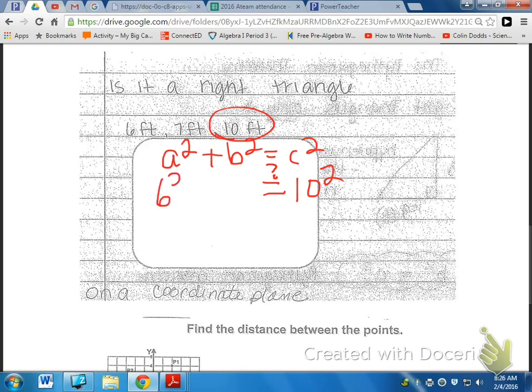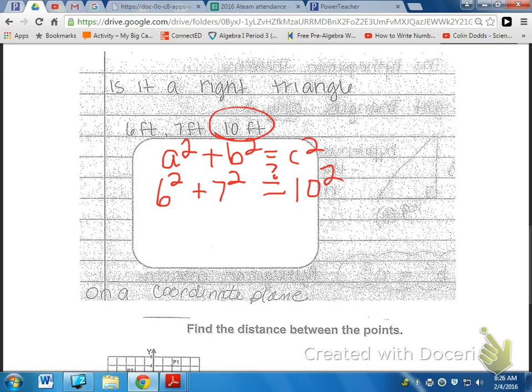I'm going to say 6 squared plus 7 squared, does it equal 10 squared? If this is yes, it is equal, then yes, it's a right triangle. If it's no, it's not equal, then we're going to say no, it's not a right triangle. So we're kind of testing this in reverse. We don't know if it is or not.